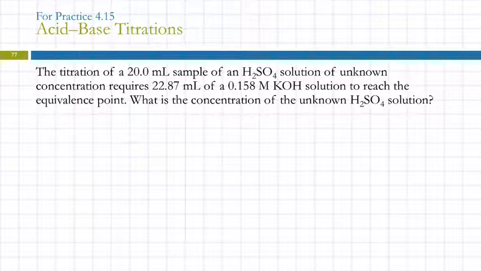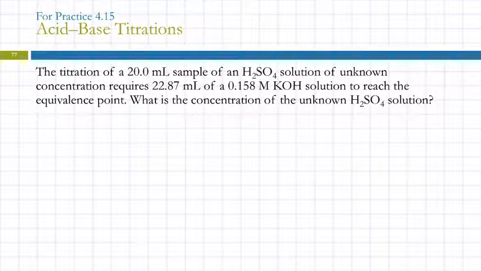So let's do a calculation. A titration of a 20 ml sample of an H2SO4 solution of unknown concentration requires 22.87 milliliters of a 0.158 molar KOH solution to reach the equivalence point. What is the concentration of the unknown H2SO4 solution?